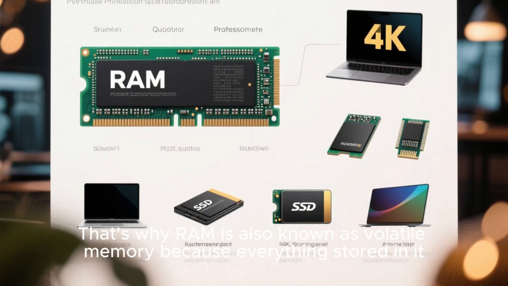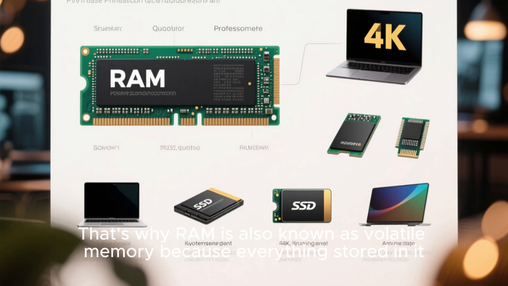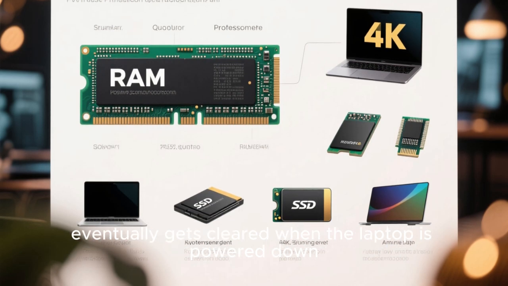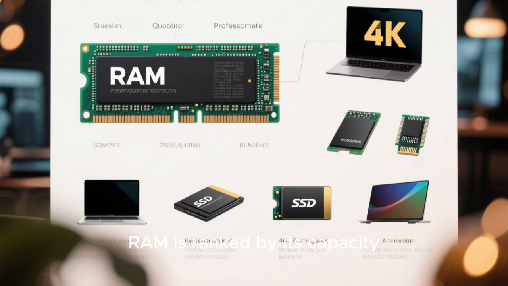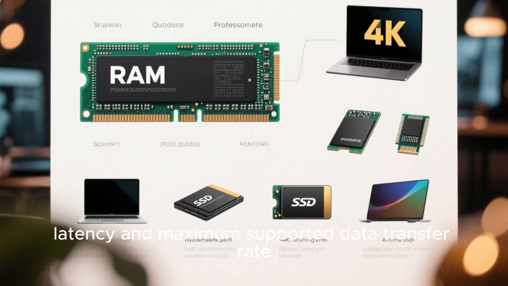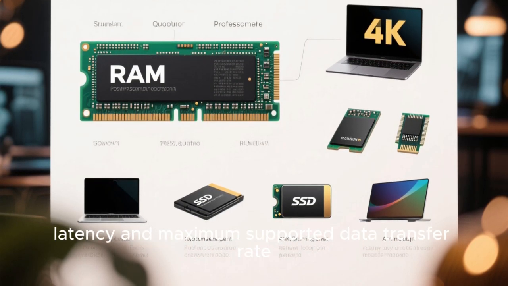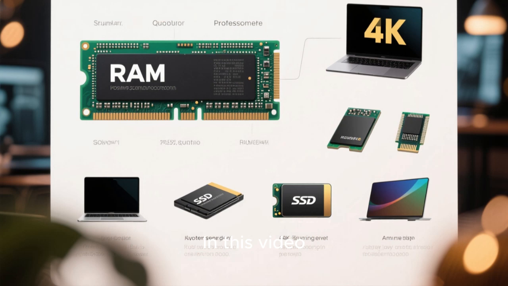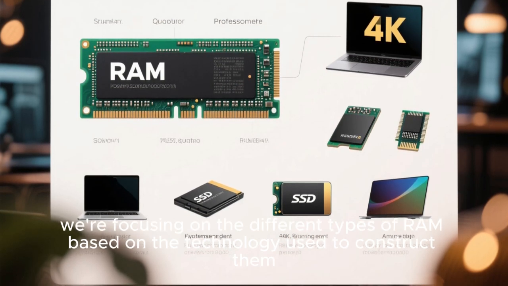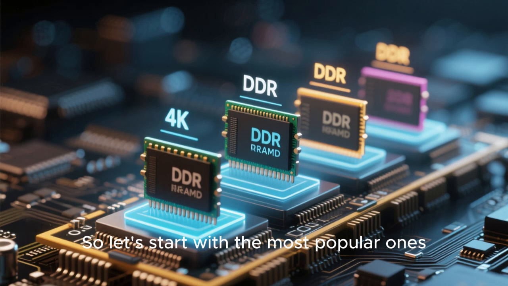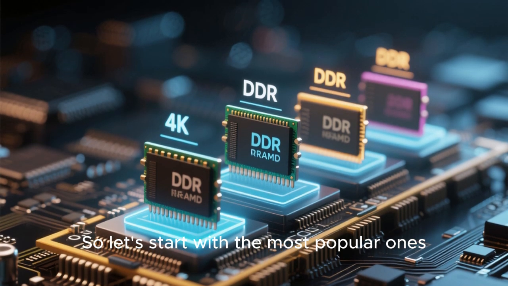That's why RAM is also known as volatile memory, because everything stored in it eventually gets cleared when the laptop is powered down. RAM is ranked by its capacity, latency, and maximum supported data transfer rate. In this video, we're focusing on the different types of RAM based on the technology used to construct them. So let's start with the most popular ones.